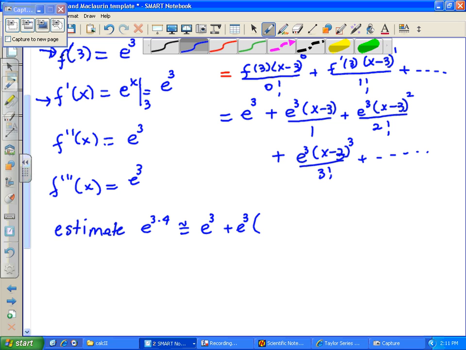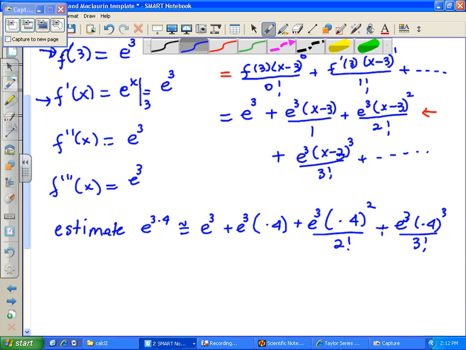So you're going to have 3.4 minus 3, plus, in hindsight, I should have factored an e to the third power, right? But oh well. What should I be writing next? We are at this term right now. Exactly. And what should I write for my last term? e to the third times 0.4 to the third over 3 factorial. Now 2 factorial is the same as 2, so no big deal there.